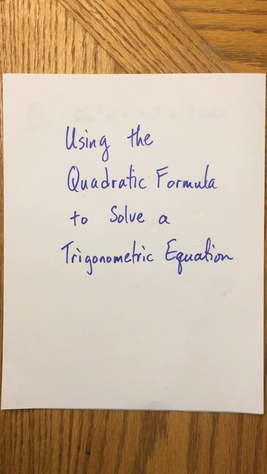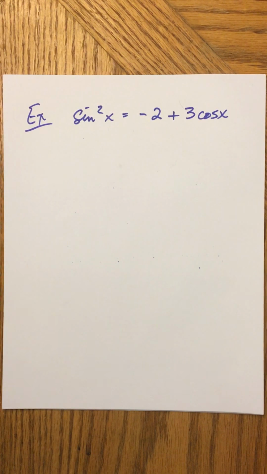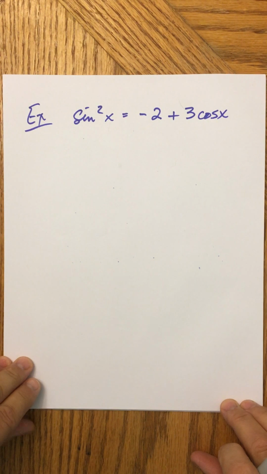Hello, in this video we're going to look at the use of a quadratic formula to solve a trigonometric equation. So here we have this example, sine squared of x equals -2 plus 3 cosine x.